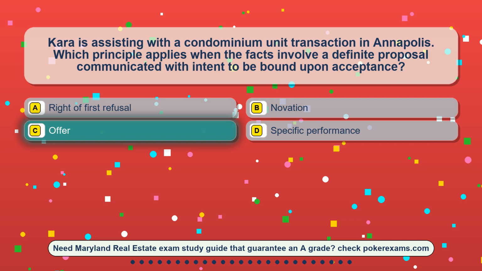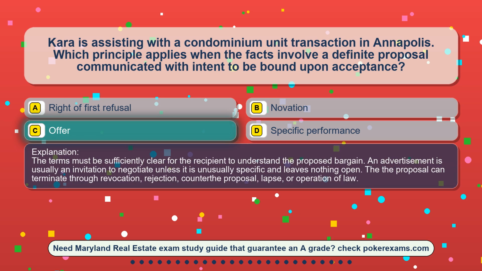The correct answer is option C, offer. The terms must be sufficiently clear for the recipient to understand the proposed bargain. An advertisement is usually an invitation to negotiate unless it is unusually specific and leaves nothing open. The proposal can terminate through revocation, rejection, counter-proposal, lapse, or operation of law.